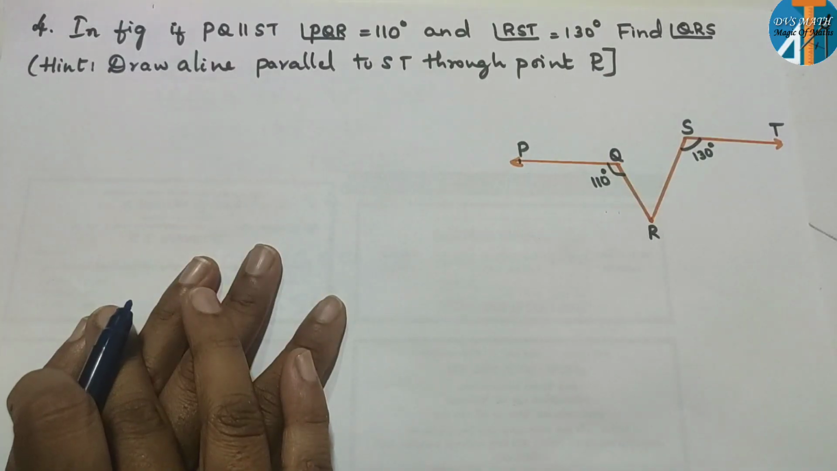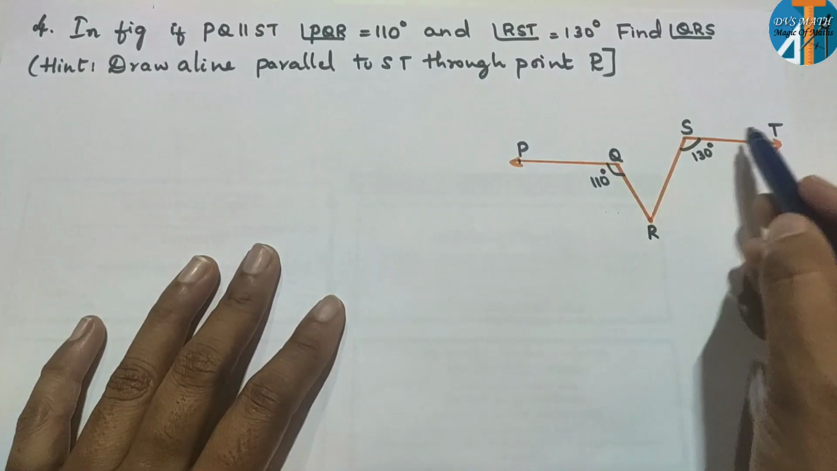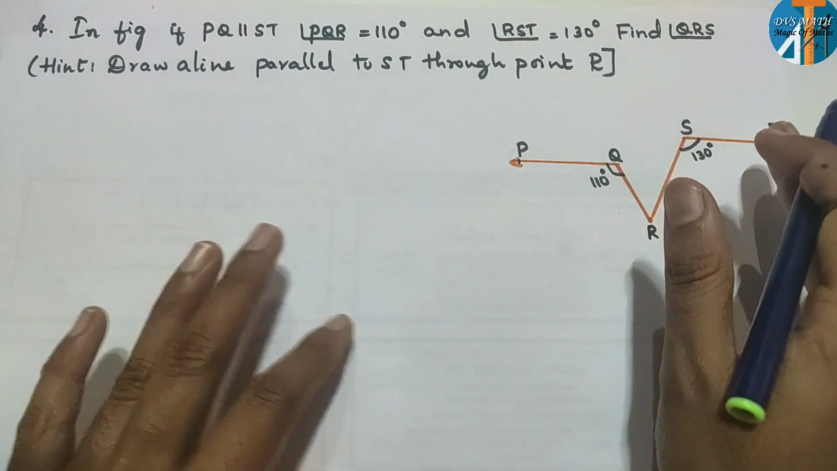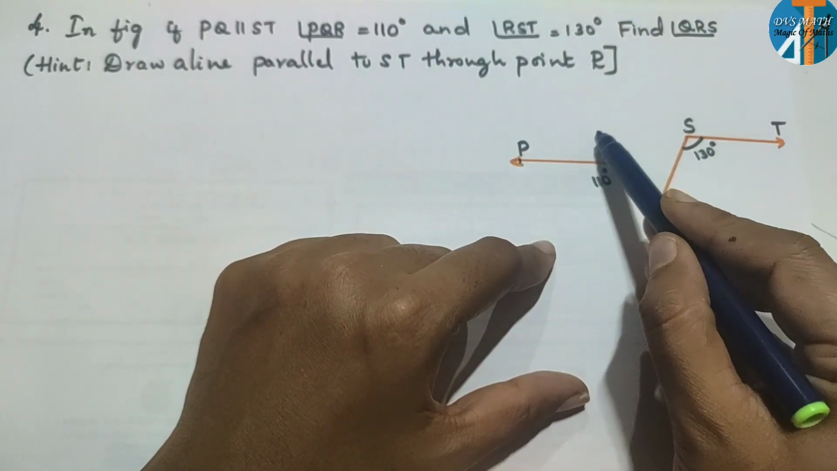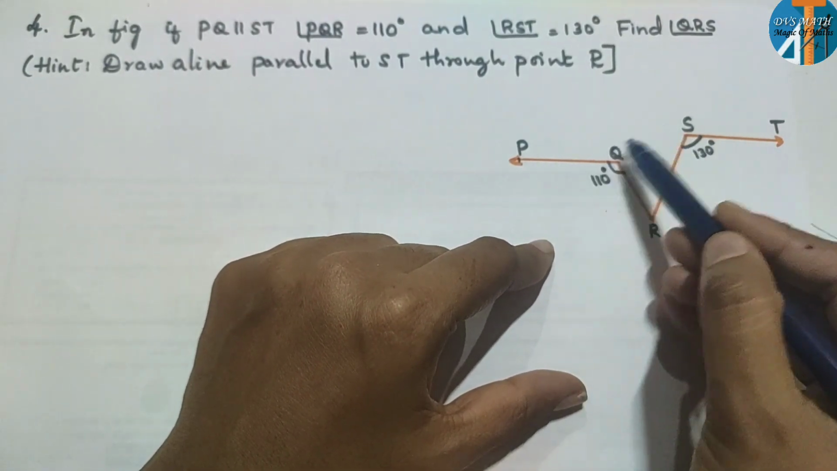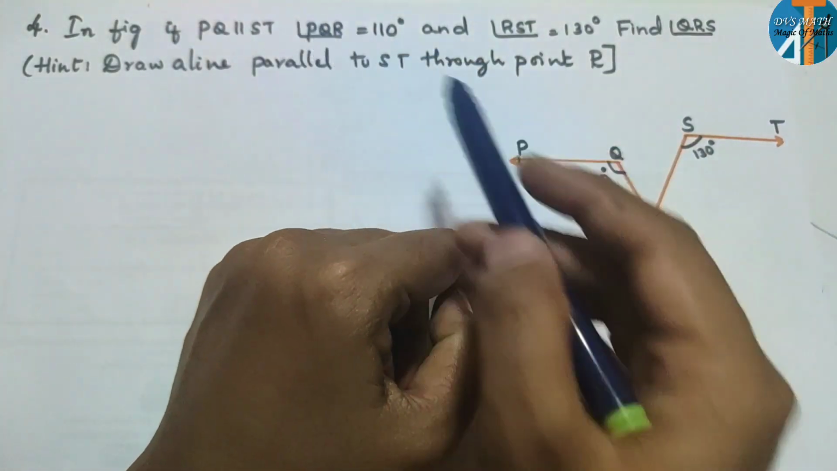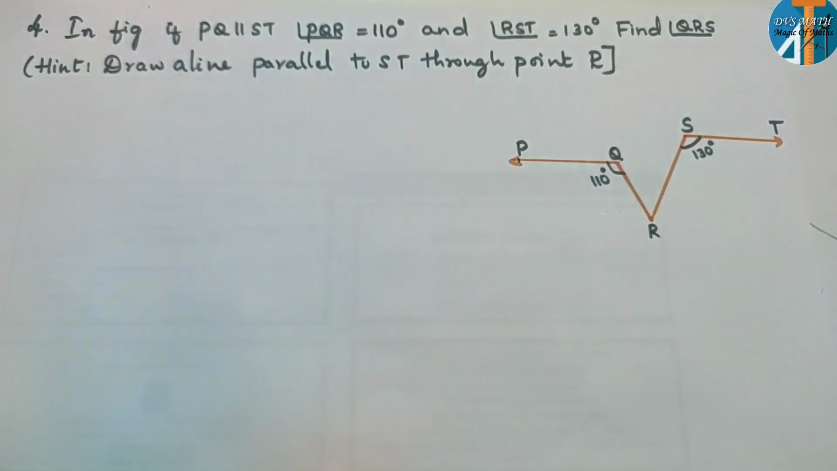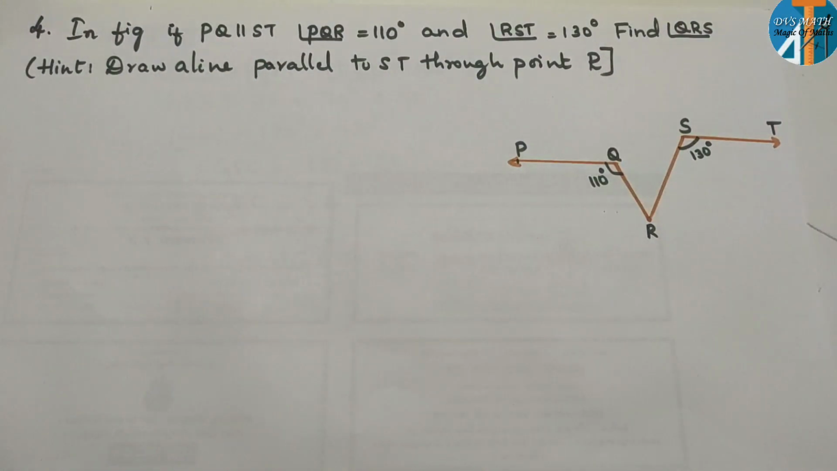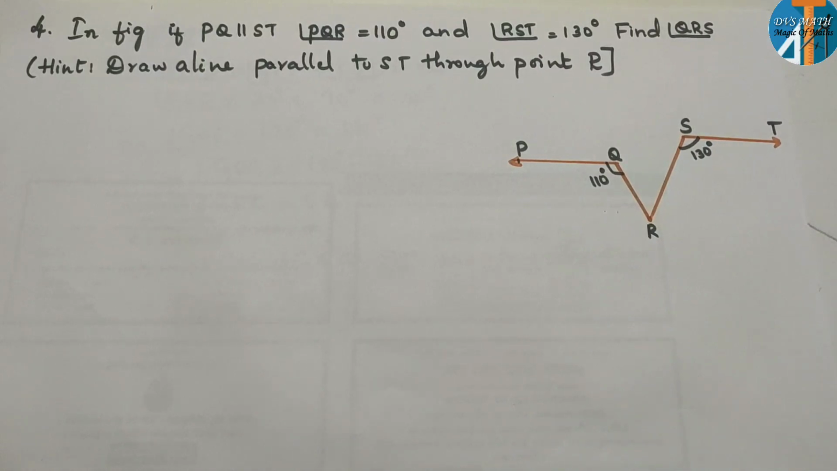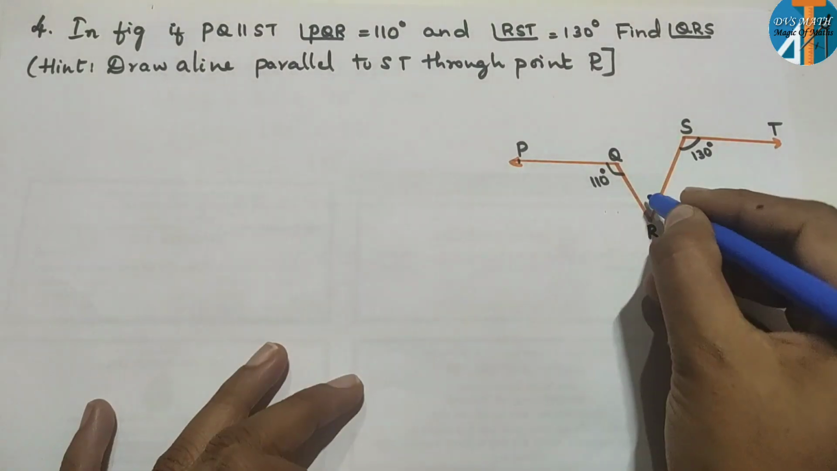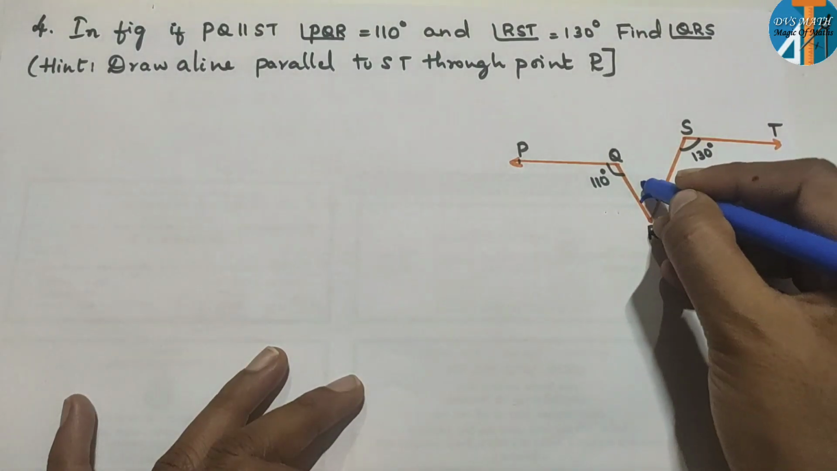Question number 4. In figure F, PQ is parallel to ST. Observe here, they have not given it as parallel, it is just not looking like parallel. But if we extend this, these two lines are parallel. So now PQ is parallel to ST. Angle PQR is equal to 110 degree. Angle RST is equal to 130 degree. Find QRS. That means you have to find this angle.